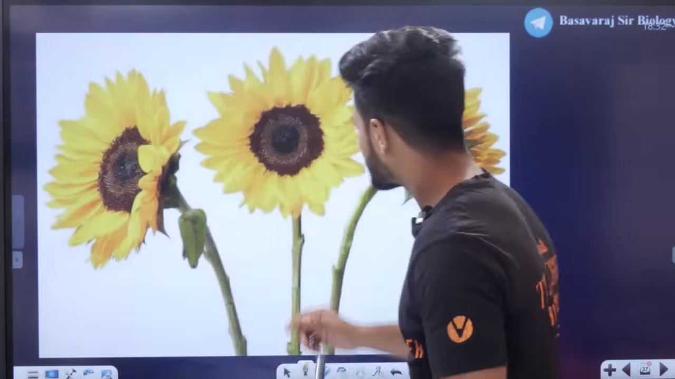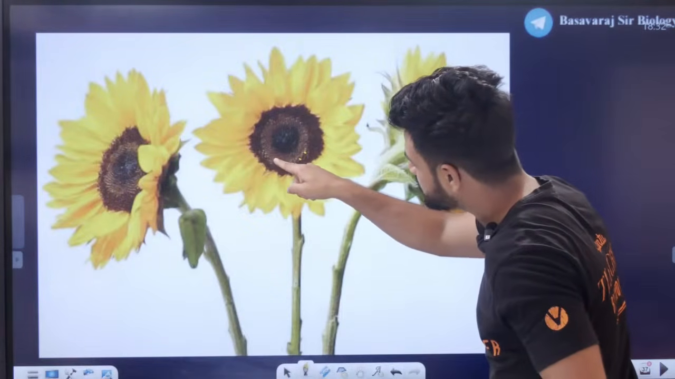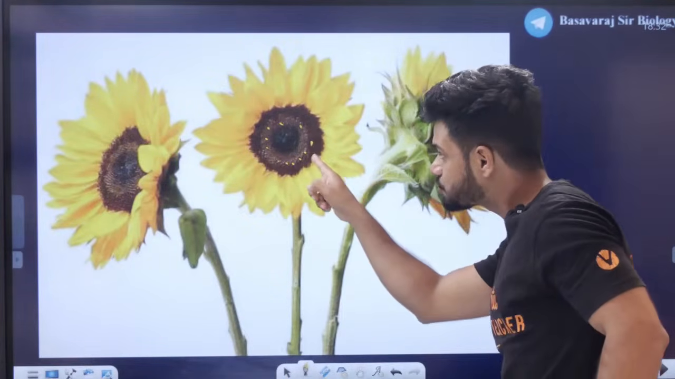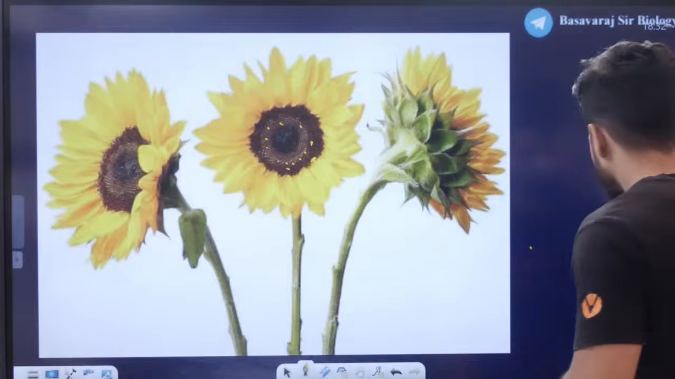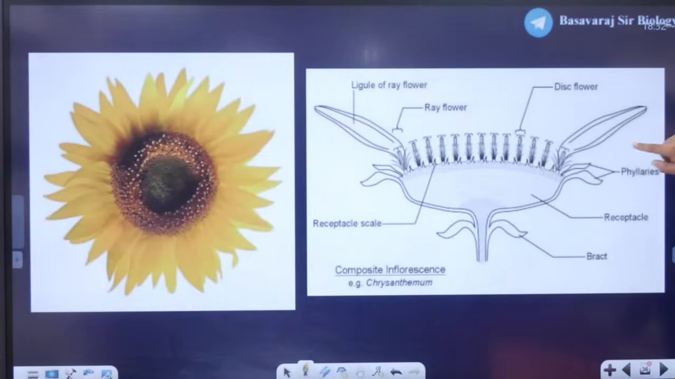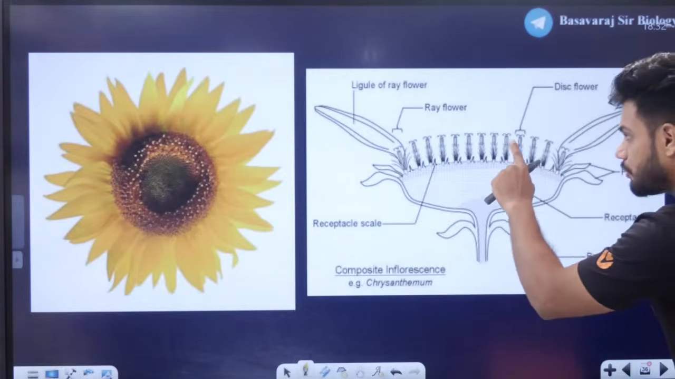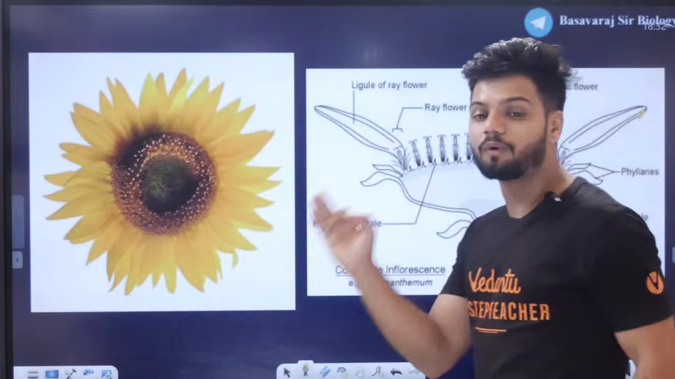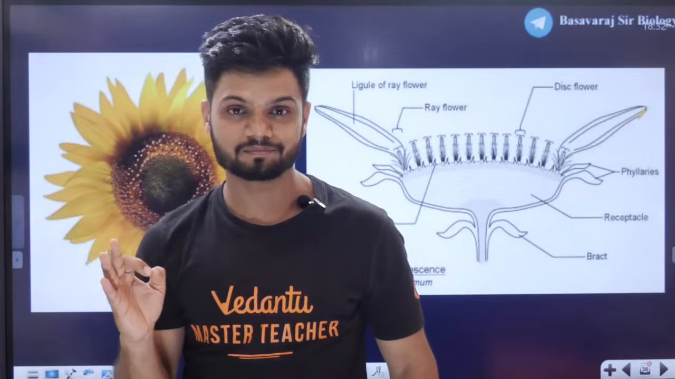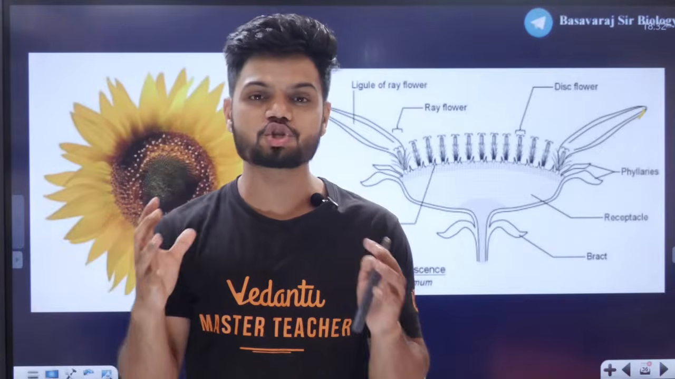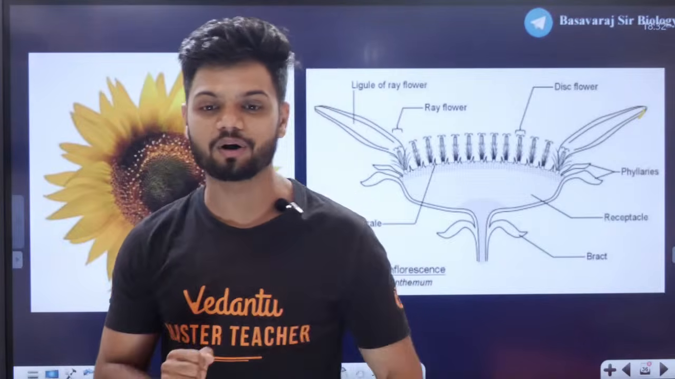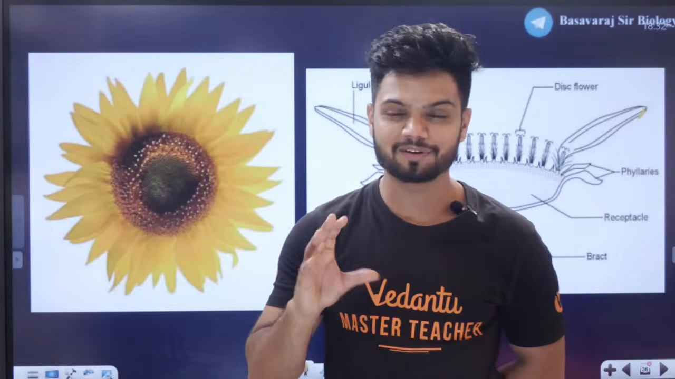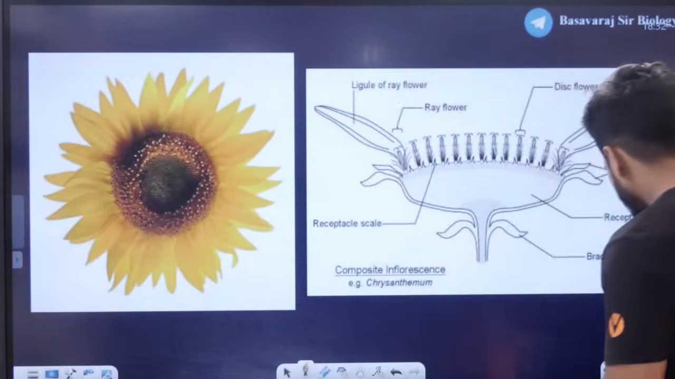For example, do you see these tiny tubular structures in the middle? Each one is a flower. This also is a separate flower. Can you see this individual one? It is not a petal. This is a flower. One more flower. Each and every single one of them is a separate flower. Many flowers are joined together in a group. That group is called a sunflower. Amazing, no?